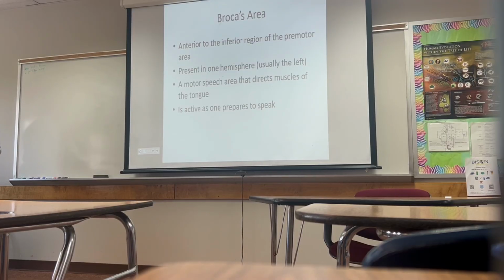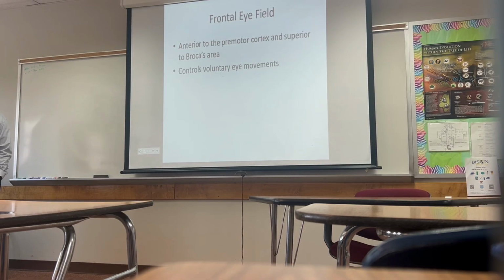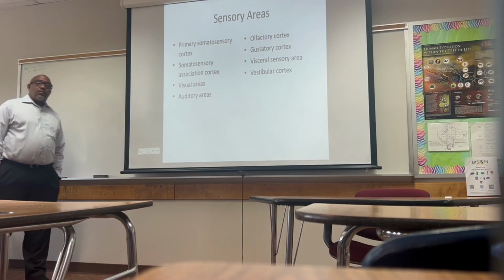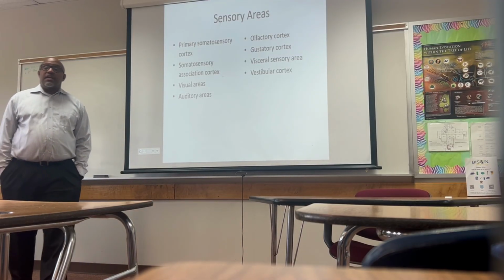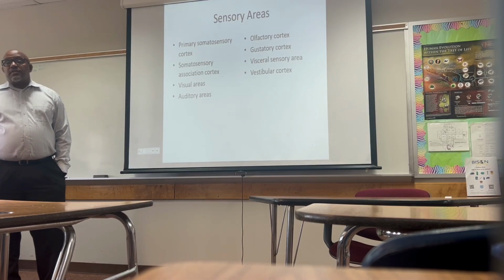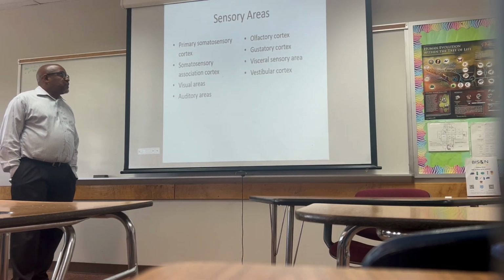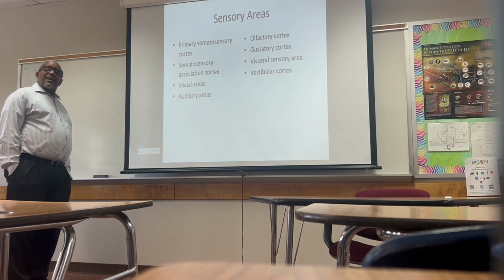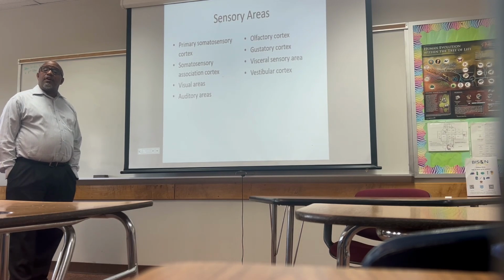Broca's area, we said, involves what? Speech. Frontal eye field, that's simple. It's going to control what? Your eye movement. All right. Sensory areas. Now, I was going to talk about these because you need to understand sensory areas. These are words that hopefully you have a bit of an understanding on. All right. But these are like kind of vocabulary. They help you in the coming chapters.